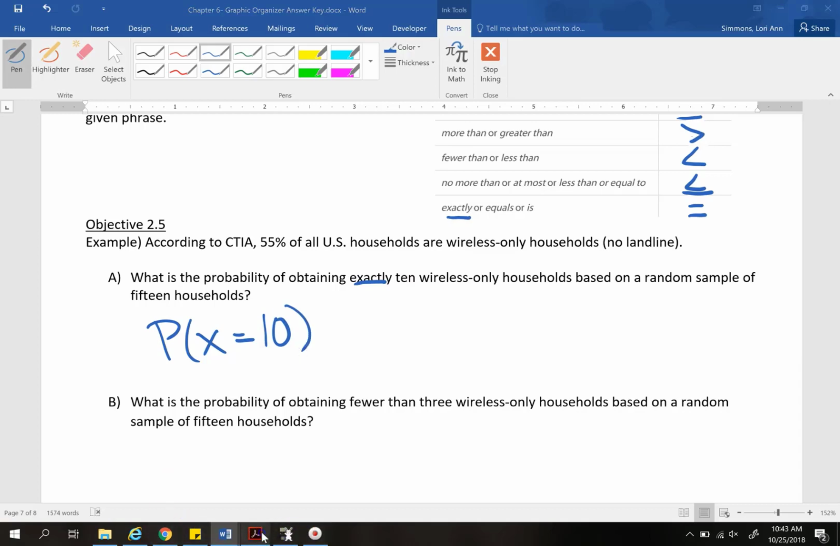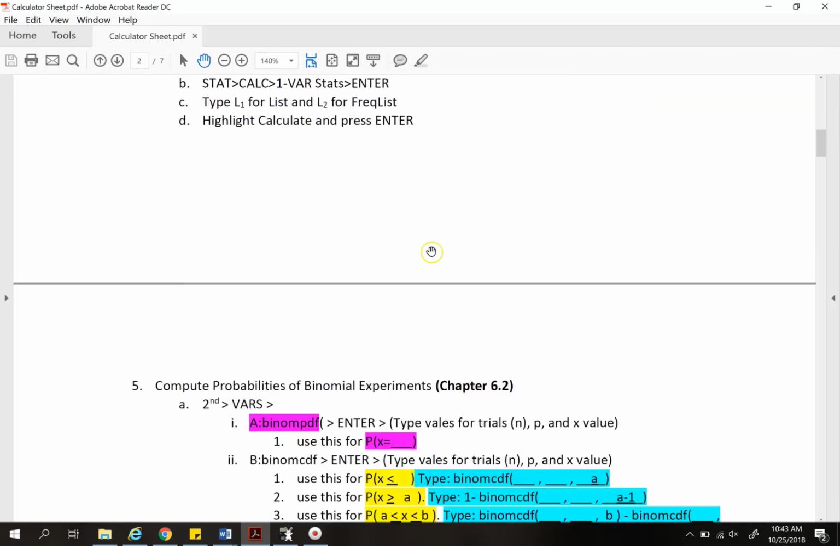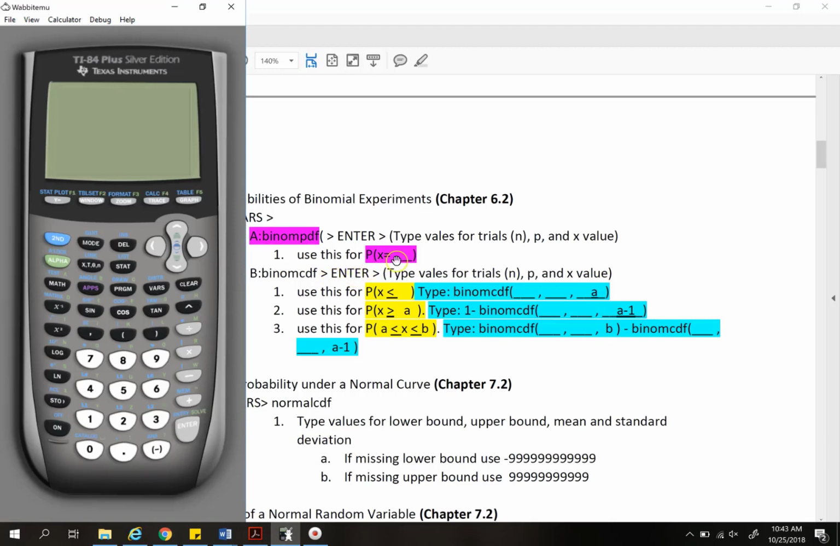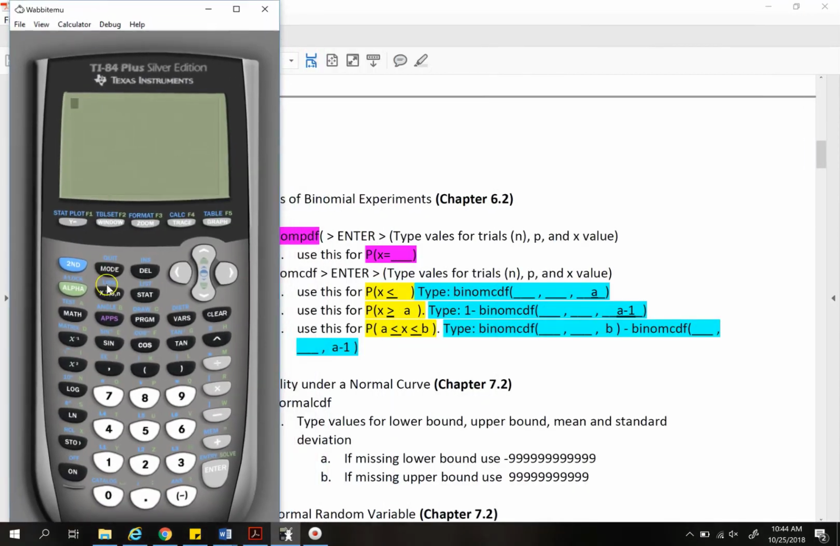Pull up our calculator sheet. We go to number 5. So now be careful. You're going to have to look at which one you're looking at. So it looks like we're looking at this number 1 here. So we're going to go to second VARS, binomial PDF.